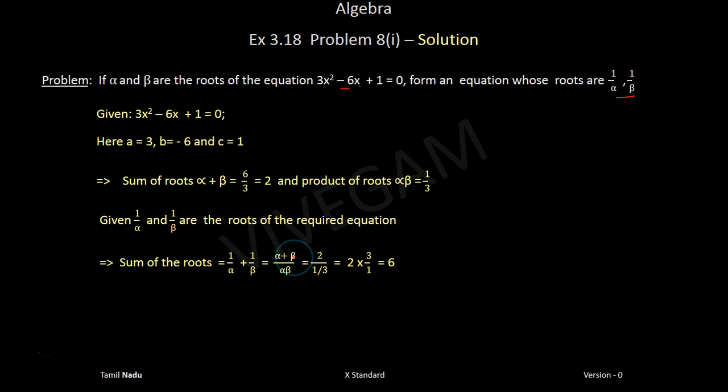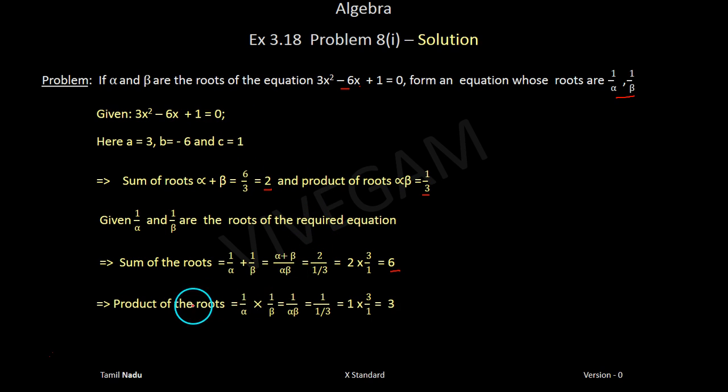Alpha plus beta, we know, is equal to 2, and alpha beta is 1 by 3. Substitute those values here. You will get 2 divided by 1 by 3, that is 2 into 3 by 1, since the denominator becomes an inverse, so that is 6. So now we have calculated the sum of the roots of the required equation. This is the given equation, and what we are trying to find is the required equation.